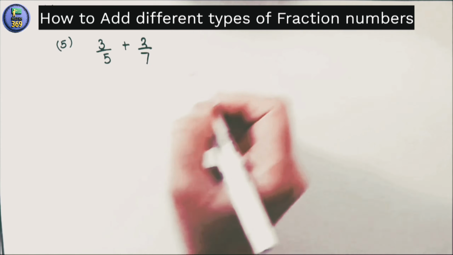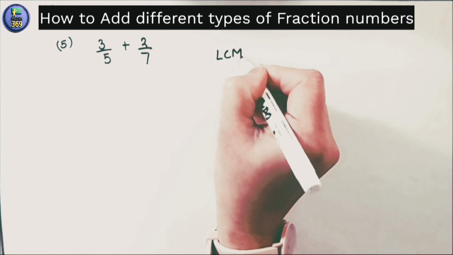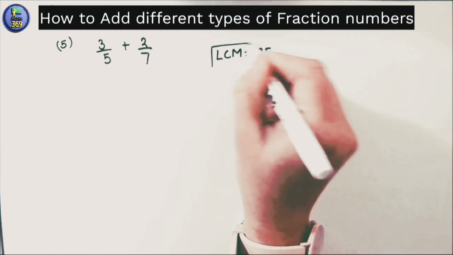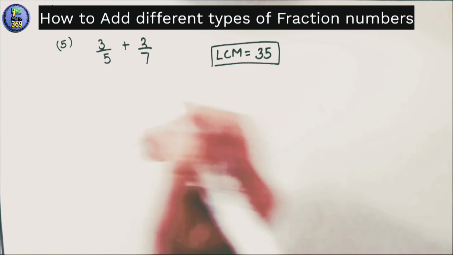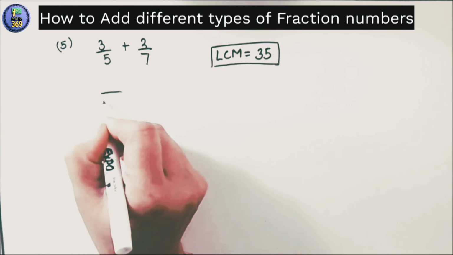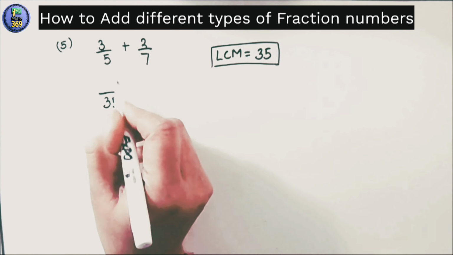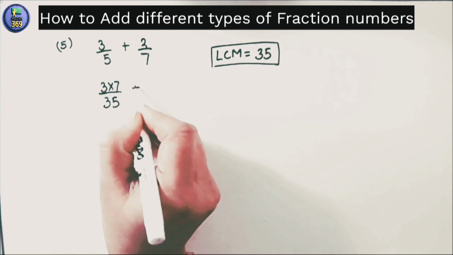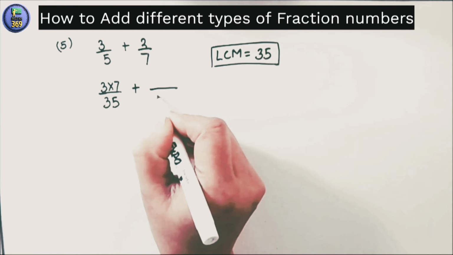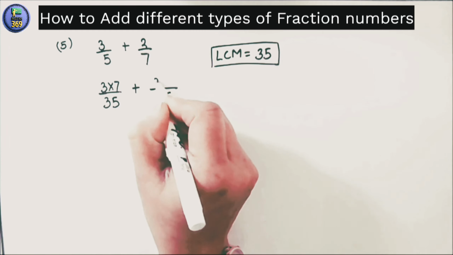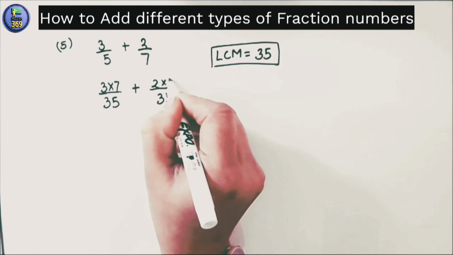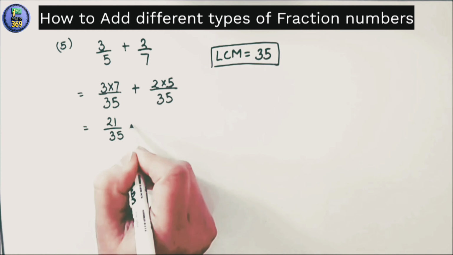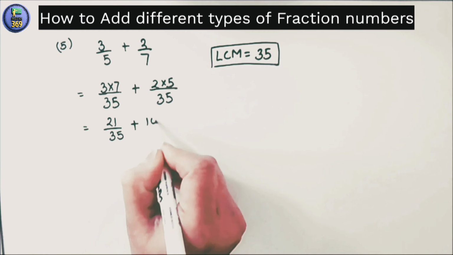Here too, the first step is to find the LCM, and the LCM is 5 times 7, which is 35. So we'll make the denominators of the two fractions as 35. So 5 times 7 is 35, so we'll multiply the numerator by 7. Similarly, 7 times 5 is 35, so we'll multiply the numerator by 5. It's going to be 21 by 35, and the other one is 10 by 35.